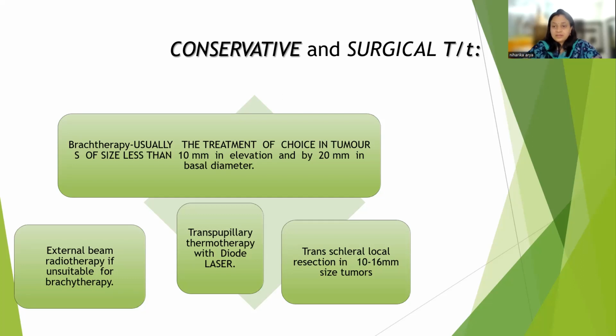So these are the conservative treatments. In this we have to do it like a breakdown. First is the brachytherapy, the treatment of choice if the tumor size is 10 mm in elevation and 20 mm in the basal diameter. Second is the external beam radiotherapy if it is unsuitable for the brachytherapy. Third is the transpupillary thermotherapy with the diode laser, or fourth is the transscleral local resection if the size of tumor is between 10 to 16 mm. So these are some of the conservative and the surgical treatments of the choroidal melanoma.